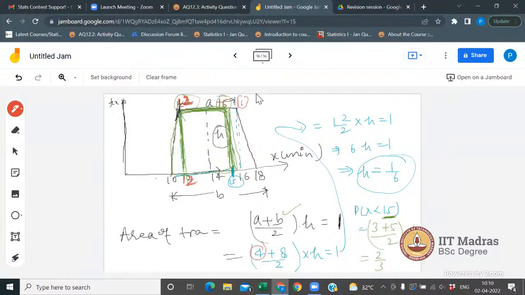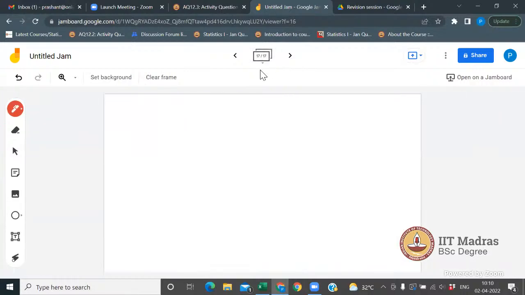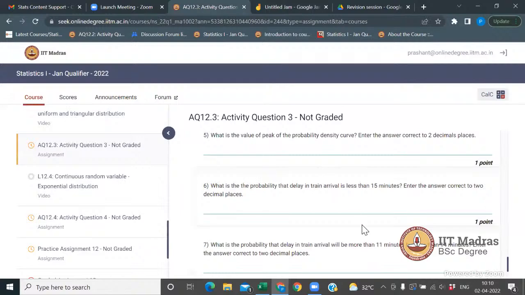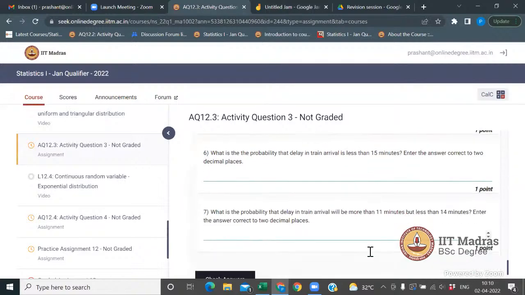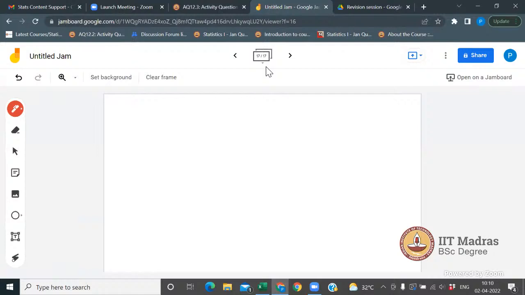And the next question is: what is the probability that the train arrival will be more than 11 minutes but less than 14 minutes? Let me draw here. f of x, 10 was there and I think it was 18, right? Yes, sir.